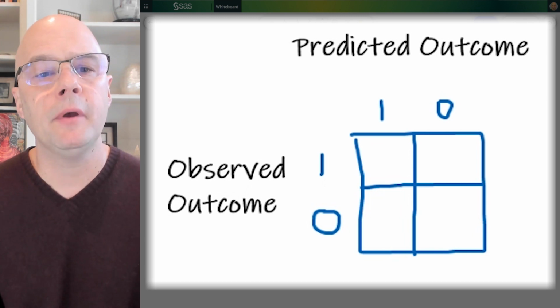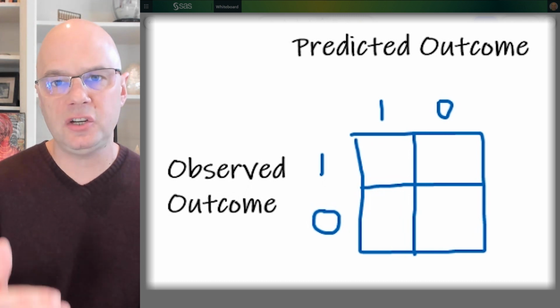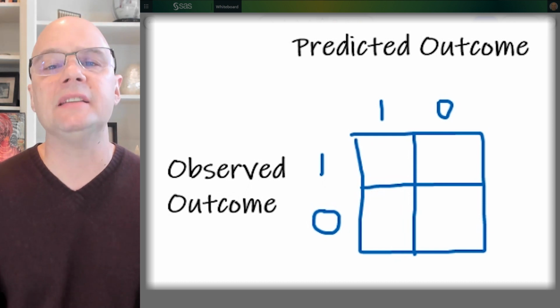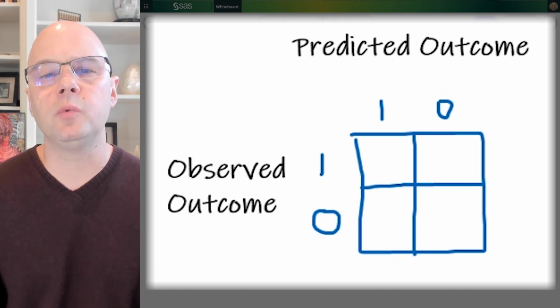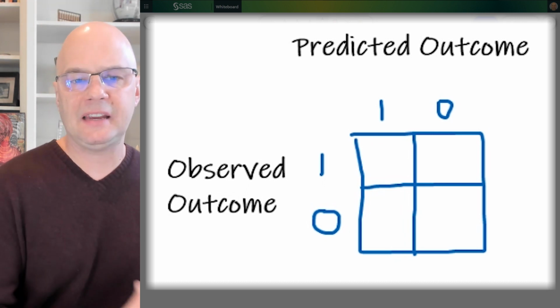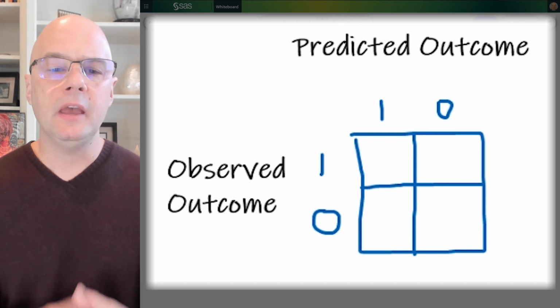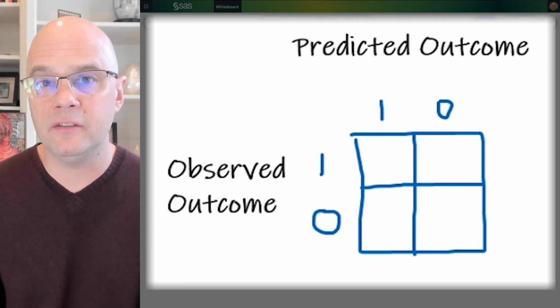Notice across the top, we have the predicted outcome. Now this is a decision prediction from the model. The model is predicting each case as a 1 or a 0. Now for ROC charts, we use some special terminology here. If the model predicts a case as a 1, we call that a positive prediction. If the model predicts a case as a 0, we call that a negative prediction.